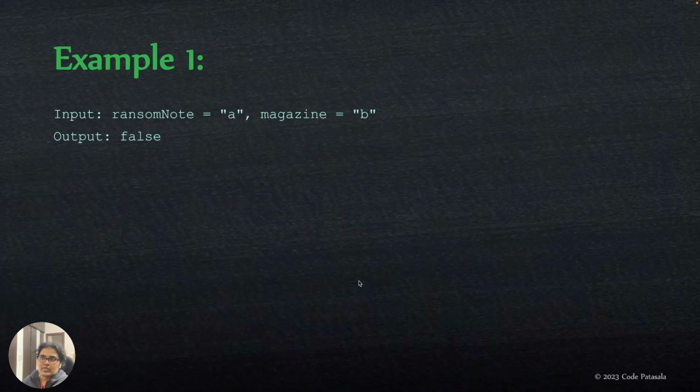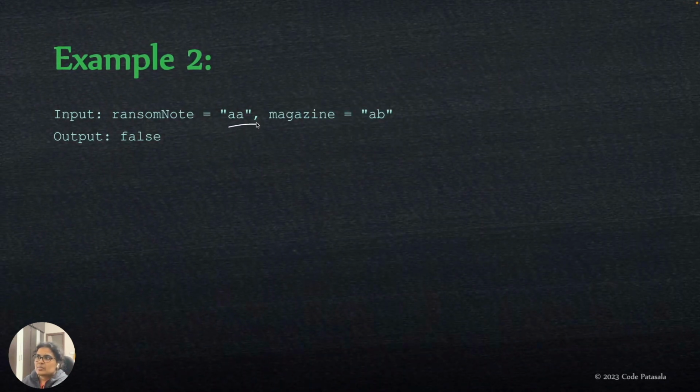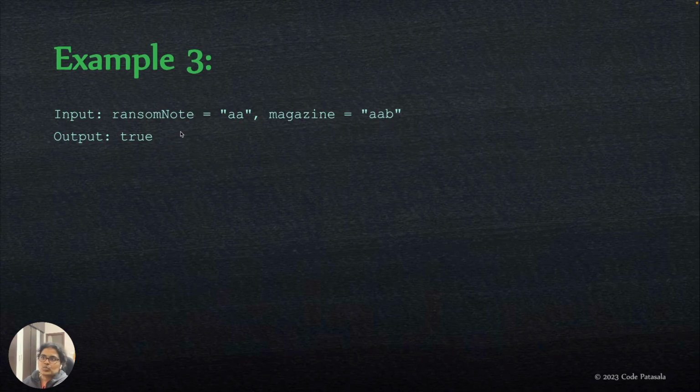Let's look at a few examples first. Here we are given ransom note as A and magazine as B. Clearly A cannot be constructed with anything from B, which is why the answer is false. Whereas in the second example, ransom note is double A and magazine is AB. Magazine has A, but it only has one A, whereas ransom note has two A's, which is why this is also false. If you see this example, ransom note is two A's and magazine has two A's and a B. So clearly this is a subset of the letters here, which is why this is true.